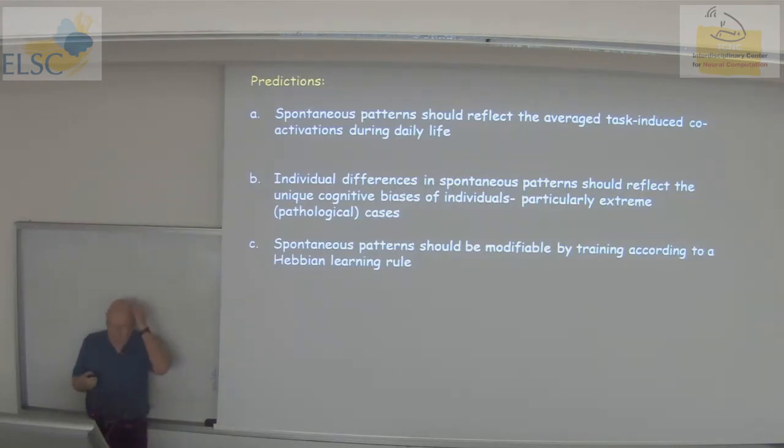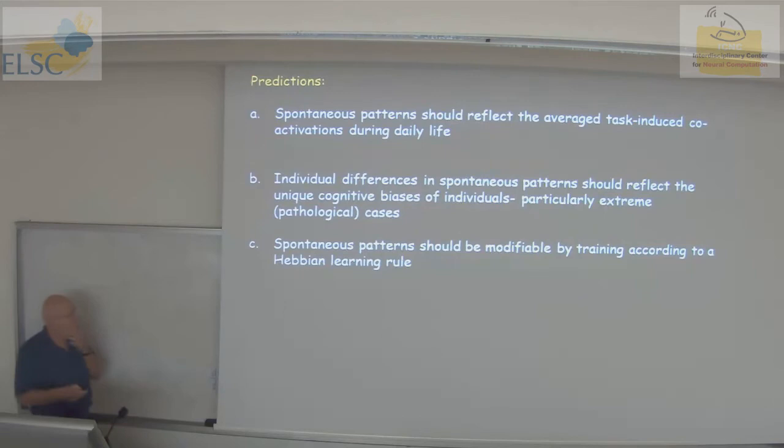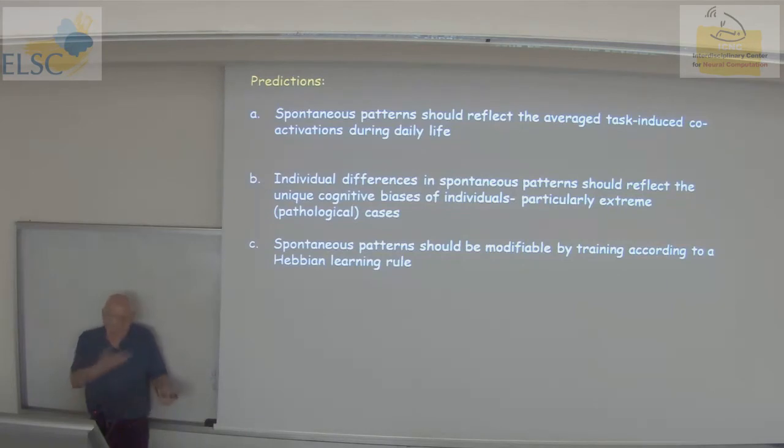Considering this hypothesis, we were wondering what kind of predictions we can think about that can actually be tested in the lab. Okay, this is a hypothesis, but why should we believe it? We thought about three predictions. One is related to this training. You expect the pattern of connections that you see in the spontaneous activity to reflect the average training that you go through when you run your daily life.